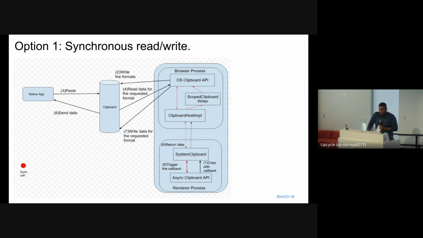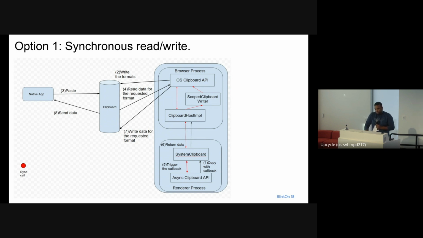So the call is blocked in the browser process OS clipboard API, and then we have to make a synchronous call to the clipboard host symbol, which then makes another synchronous call to the system clipboard in the render process. As you can see, the red arrows indicate synchronous calls. So you can see there is a synchronous call from browser process to render process. I can see some eyes rolling. So yes, we do make a synchronous call here because we cannot return the call from the browser process without populating the data into the clipboard.